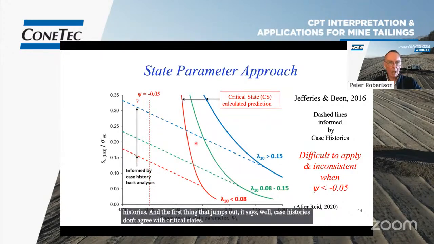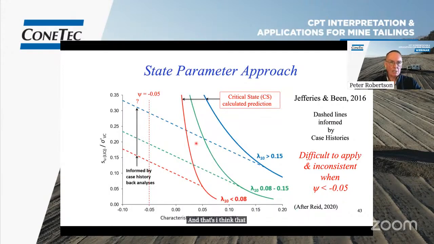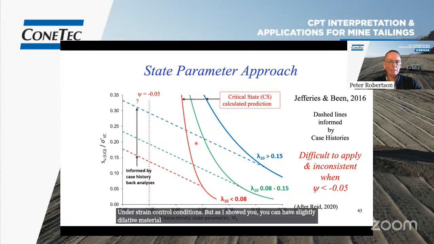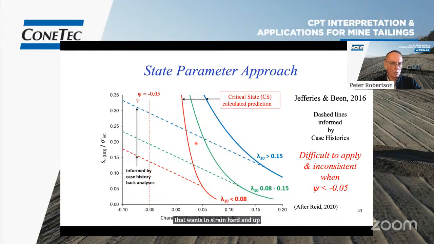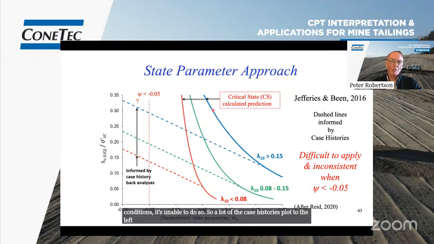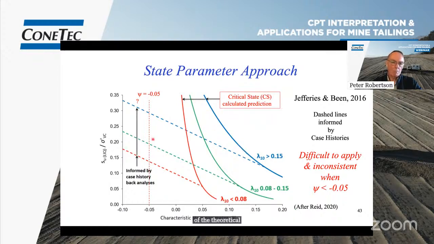And I think that's partly because case histories are more load controlled, whereas critical state is the ultimate state you would get to under strain control conditions. But as I showed you, you can have slightly dilative material that wants to strain harden up to critical state, but under load controlled conditions, it's unable to do so. So a lot of the case histories plot to the left of the theoretical critical state because of the load controlled conditions in the field.